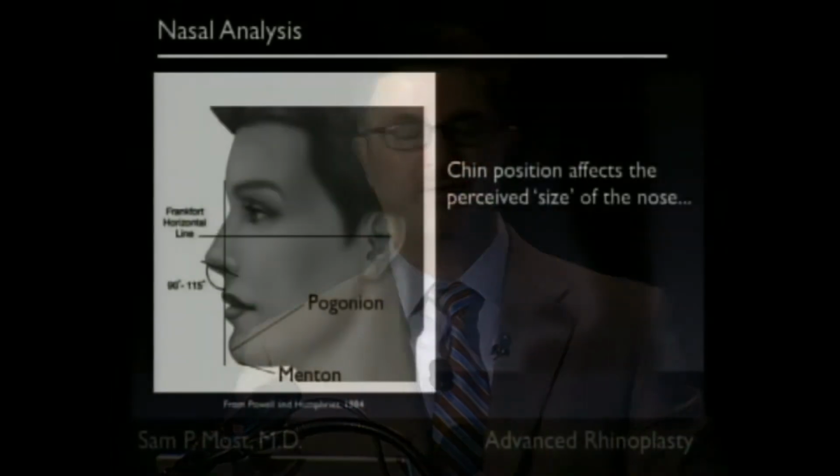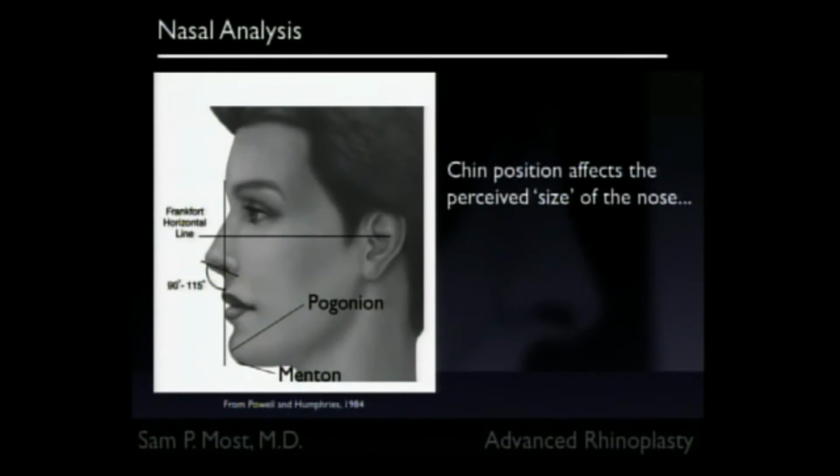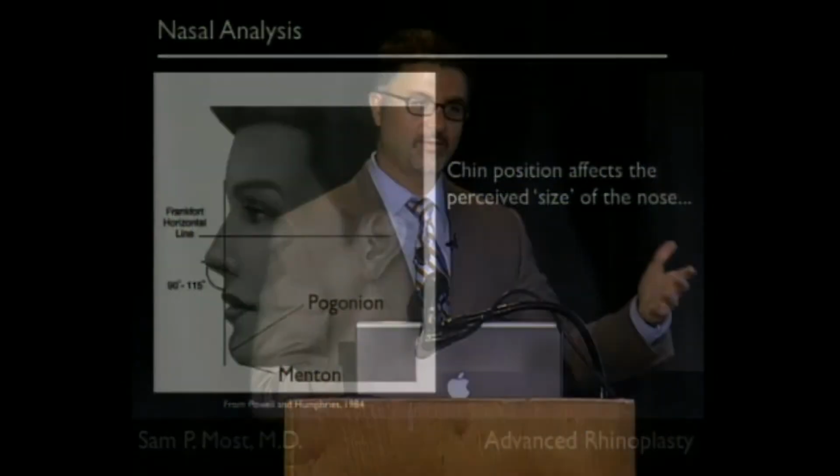Chin position affects the perceived size of the nose. The concavity or convexity of the facial shape can be affected by the nasal shape and the projection of the chin out here. So often in patients who have a, quote, large nose who want it to be smaller, if their chin is small, one of the things we evaluate them for is potentially augmenting the chin at the same time as reducing their nose.